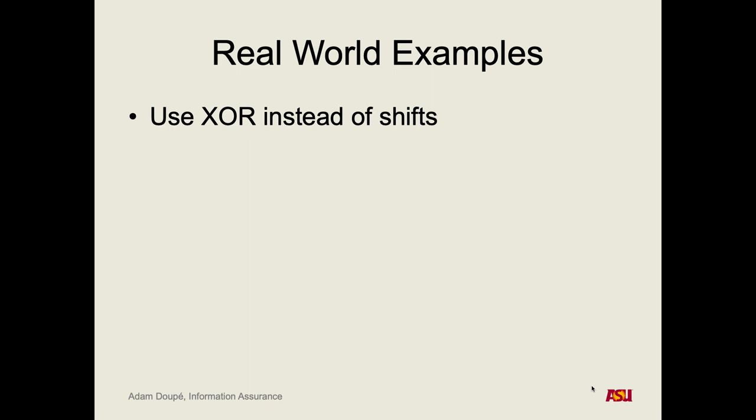Yeah, so zero XOR zero is zero. And one XOR zero is one, zero XOR one is one, and one XOR one is zero, right? So why do you think they use this?